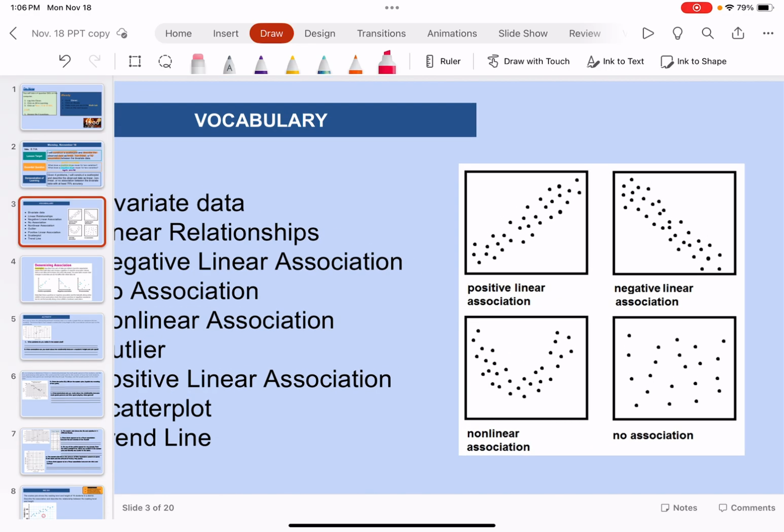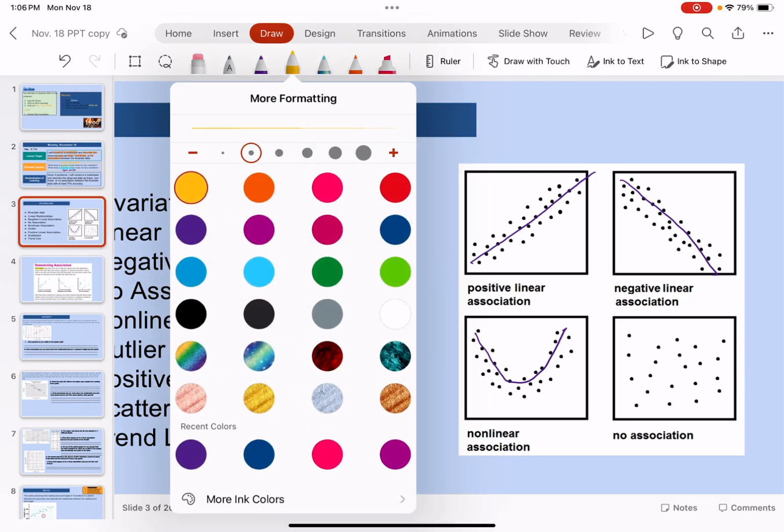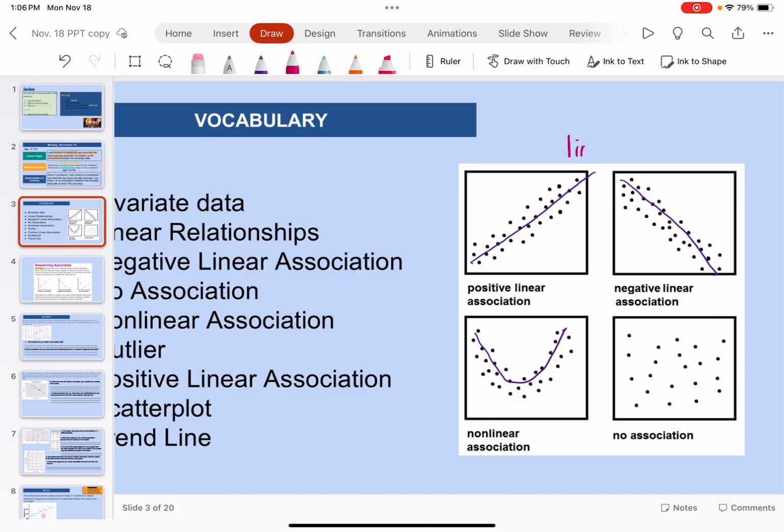So a positive linear association, my trend line would look something like this. A negative linear association, my trend line would look something like this. My trend line for the nonlinear association would look something like this. Remember, in a positive and negative linear association, this would actually be called the line of best fit because it is linear. And lastly, no association falls under the category of nonlinear, but as you can see, we wouldn't be able to draw a trend line for that one.